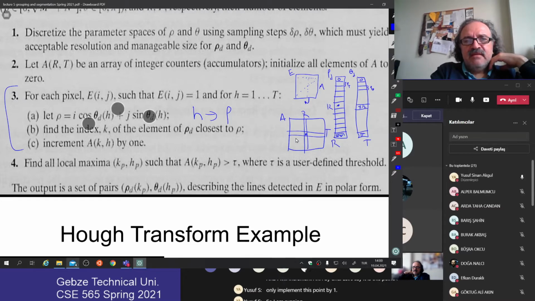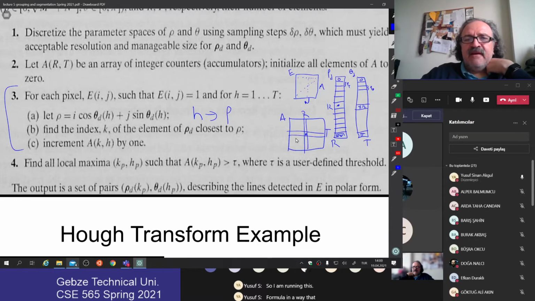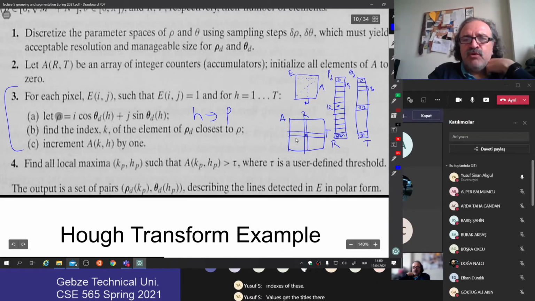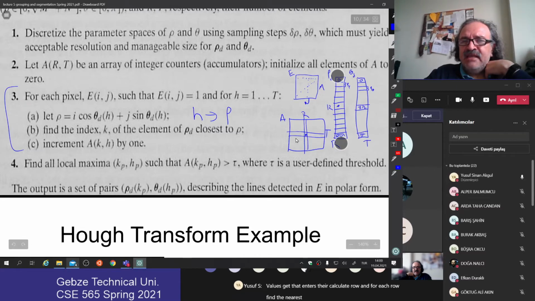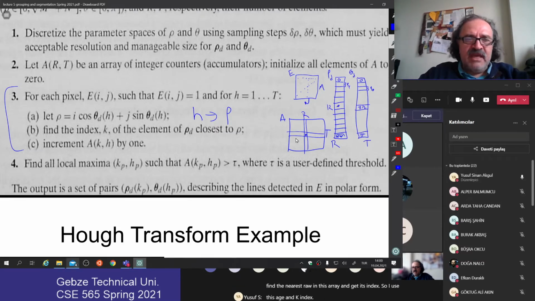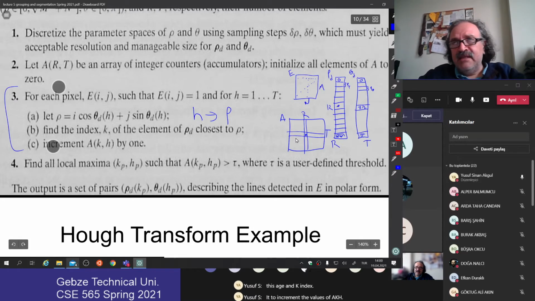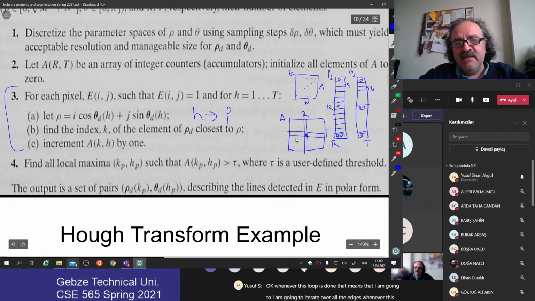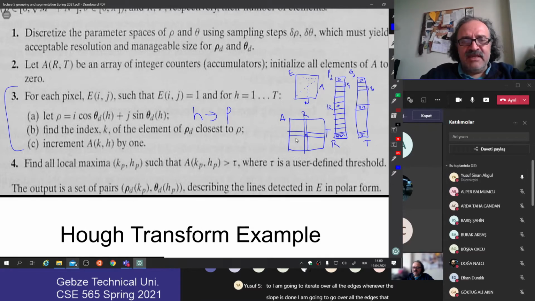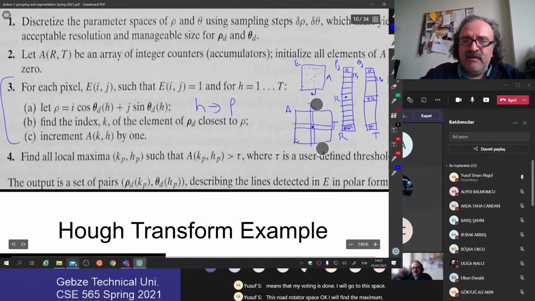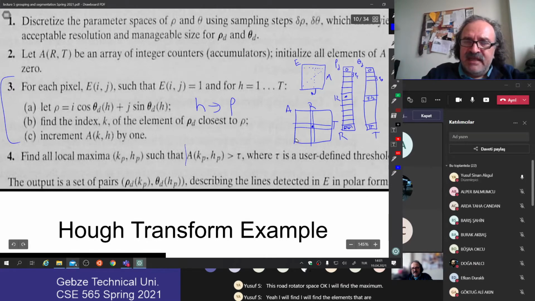So I am running this formula in a way that I produce these h values, which correspond to indexes of these theta values. Get the thetas there, calculate rho, and for each rho find the nearest rho in this array and get its index. So I use this h and k index to increment the values of A[k][h]. Whenever this loop is done, that means I have iterated over all the edges, and my voting is done. I will go to this rho-theta space. I will find the maximum, and find the elements that are higher than some threshold value.